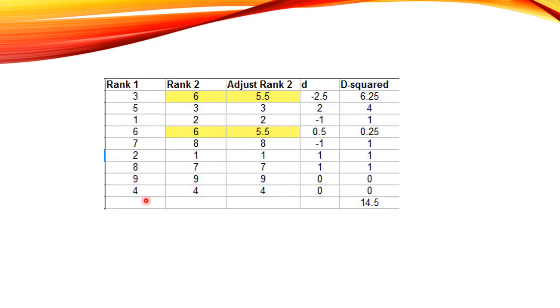Okay, suppose that I have ranked my ordinal data set here. Then the adjusted rank. What do I mean by that? Suppose we have the same rank for 2 values, we have to take those 2 into an adjusted rank.